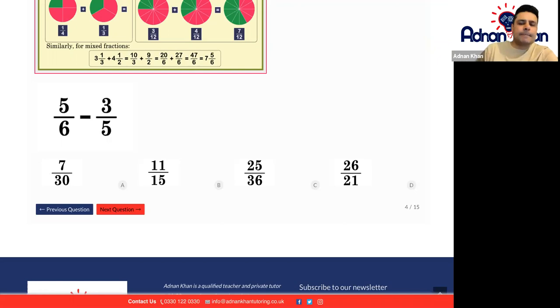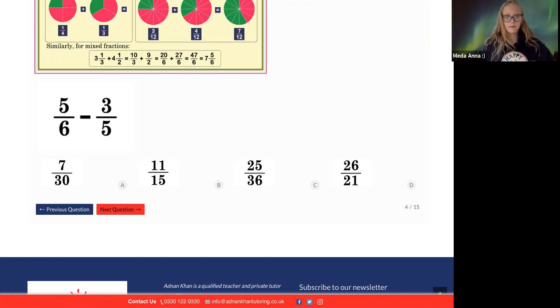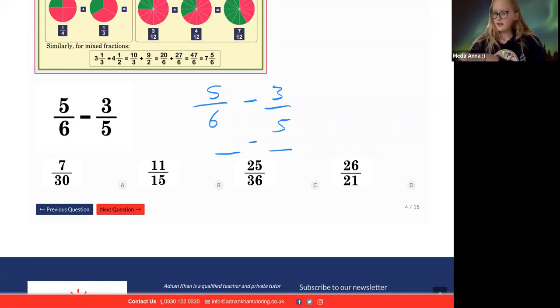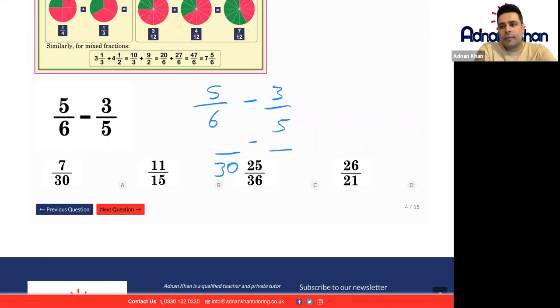Which method, Meda? The common denominator. Not the diagonal one? No. Okay. Well, maybe it's a good thing because we can actually go through a different example as well. So, okay. So give me a lowest common denominator. 30. Okay. 30. Well, what you did was you multiplied the two bottom ones, didn't you?